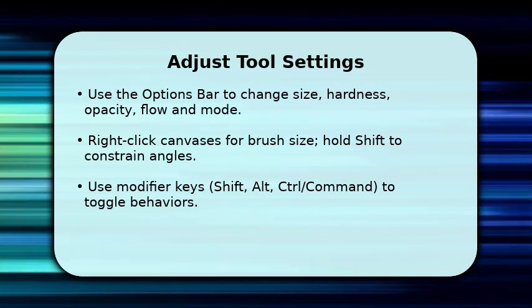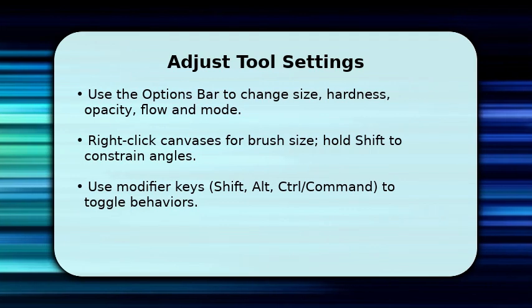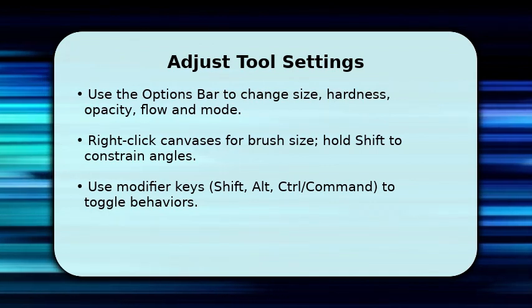While working, right-click on the canvas to quickly access brush size and hardness. Hold Shift to lock angles when rotating. Remember modifier keys: Shift for constrained shapes, Alt for sampling with clone or healing, and Control or Command to temporarily switch to move or transform.